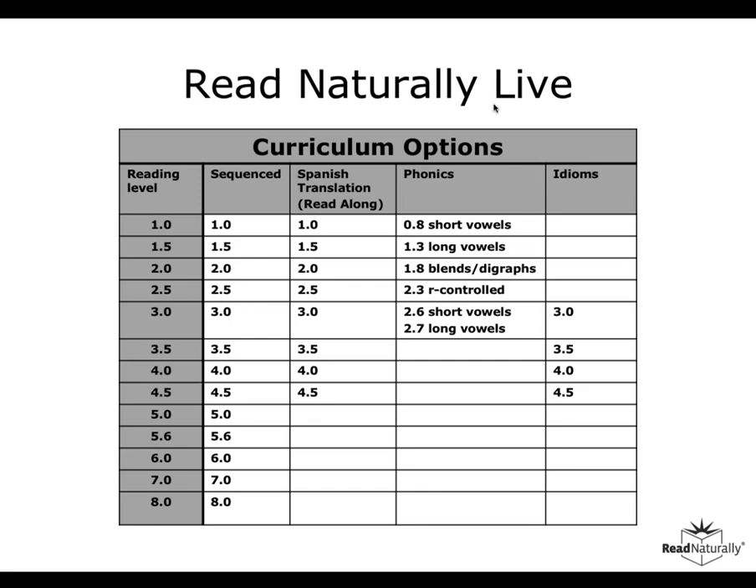Each of these levels has 12 stories compared to the 24 stories in sequence and phonics. Each of the idioms series levels has stories that contain approximately three American language idioms, and is appropriate for students who need additional practice at those levels, levels 3.0 to 4.5, or who would benefit from exposure to American language idioms, so for example, English language learners. So you have access to all 23 of these reading levels when you assign a student a license. They can access any of those levels.